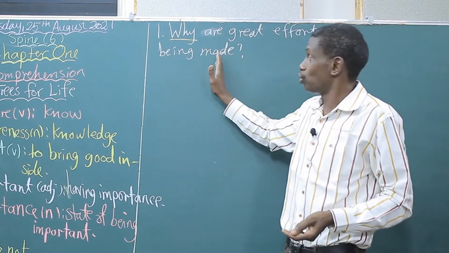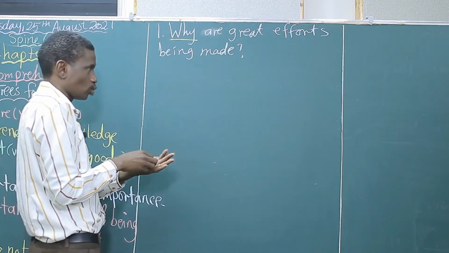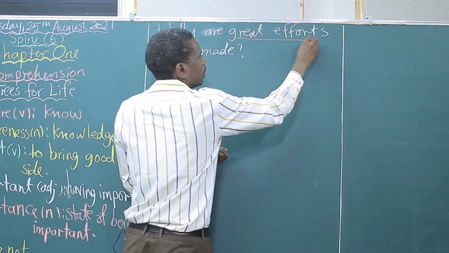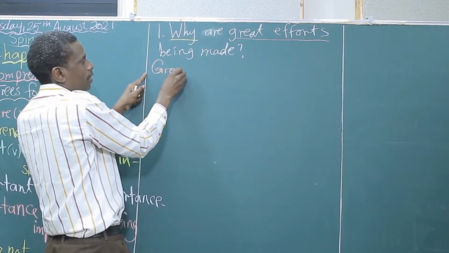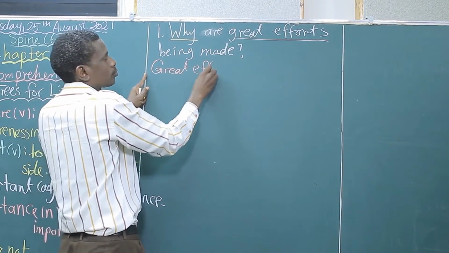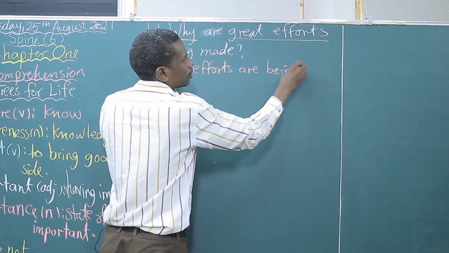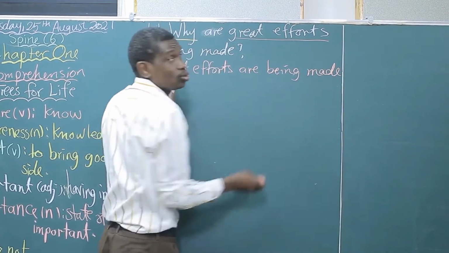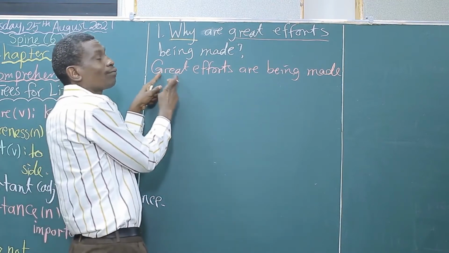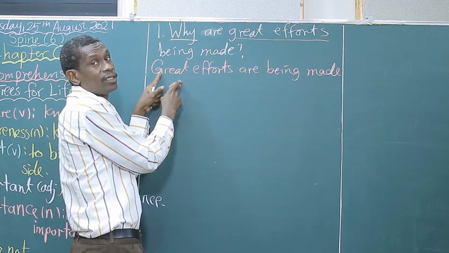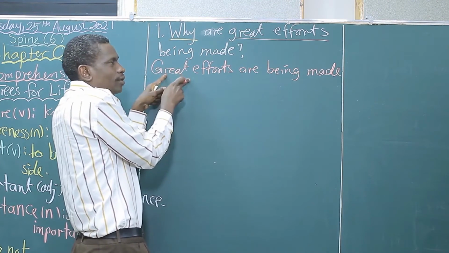So number two, you're going to take out the key sentence. The key sentence is going to be: great efforts are being made. And you're going to do some kind of skimming. You know skim? You read the second paragraph and you have to find this sentence in the second paragraph. Skim means looking for a specific thing. You have to find this sentence.